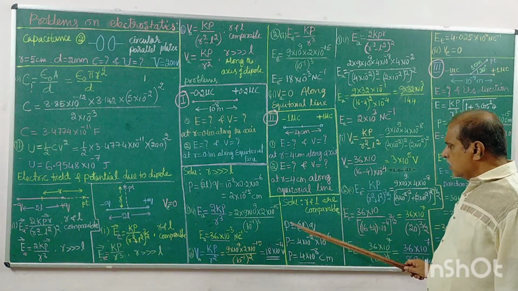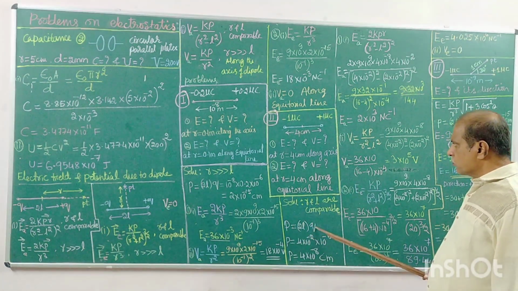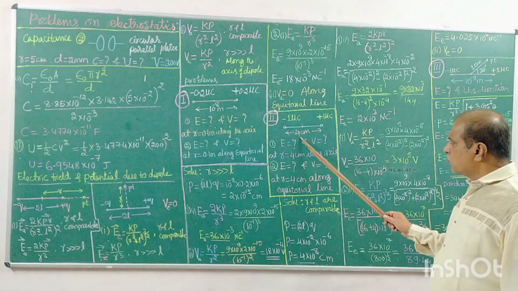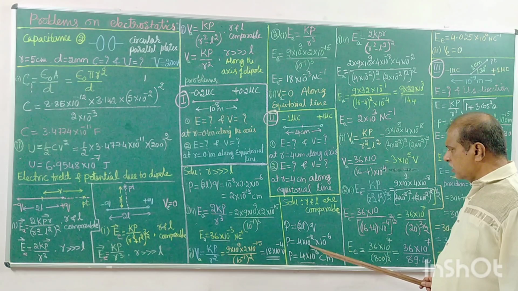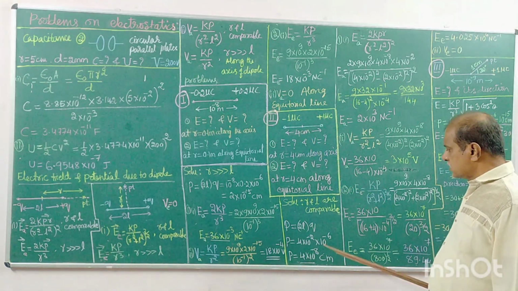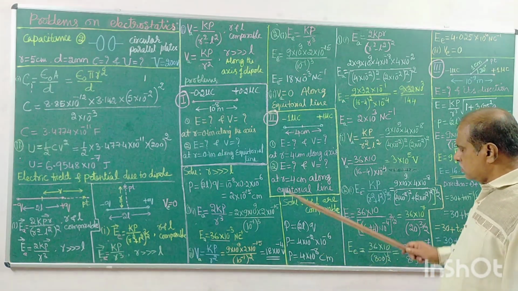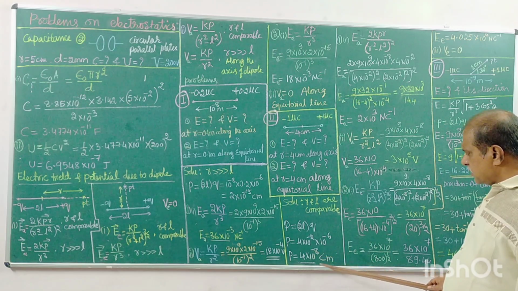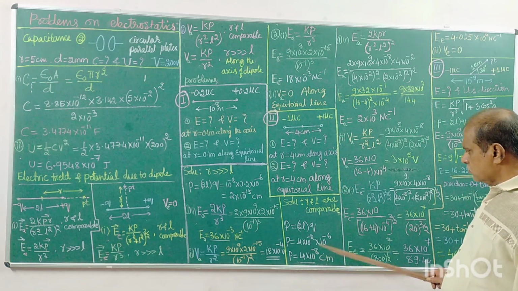And before that, do the calculation as usual. P is equal to 2L into Q for this one. 2L, that is 4 centimeter, in SI 4 into 10 to the power of minus 2 meter, into Q, that is 1 microcoulomb, that is 10 to the power of minus 6 coulomb in SI. So it becomes 4 into 10 to the power of minus 8 coulomb meter.